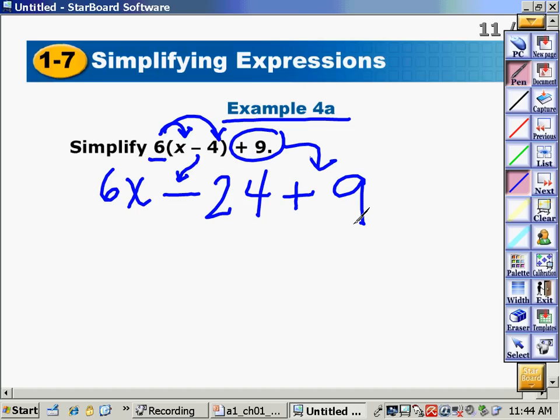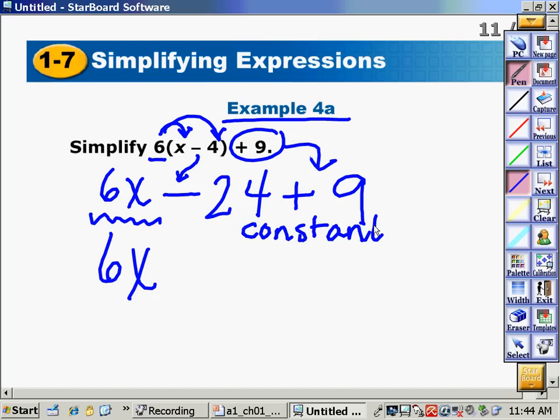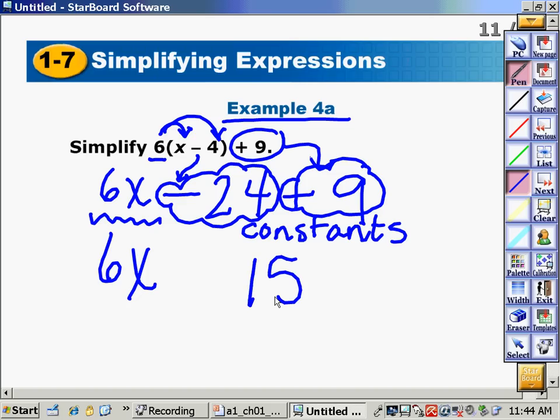All right, checking for common terms. The 6x is the only term with an x, so I'm going to drop it down. You notice the negative 24 and the 9 are common terms. They are both constants. All right, the negative 24, notice how I circle it with the negative, and a plus 9. That adds to a 15. Remember, take the sign of the bigger number, 6x minus 15. Great job. Are we having fun yet?